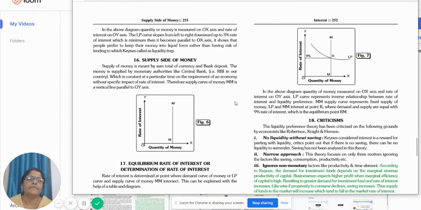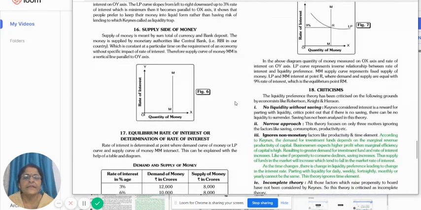After determining the rate of interest and finding the equilibrium point, we have to see some of the criticisms made by economists of this theory. This theory has been criticized on the ground that there is no liquidity without saving. Keynes considered interest a reward for parting with liquidity. Critics point out that if there is no saving, there can be no liquidity to surrender. Saving has not been analyzed in this theory.